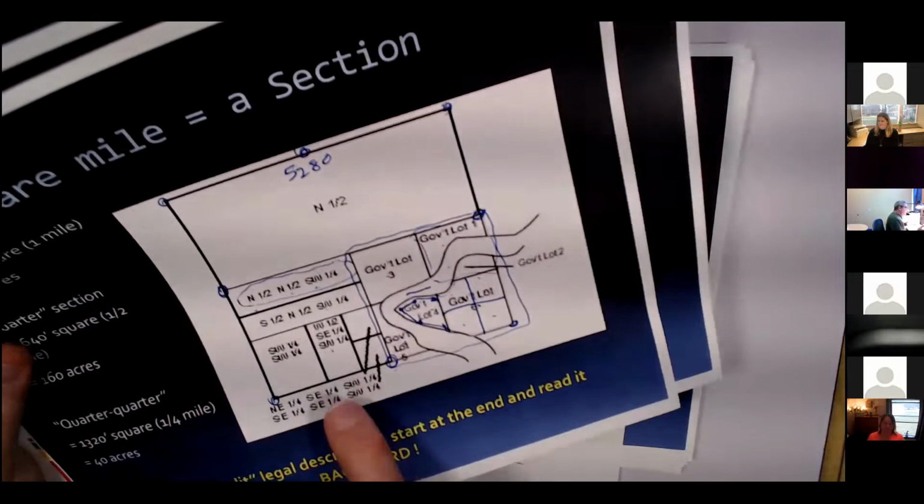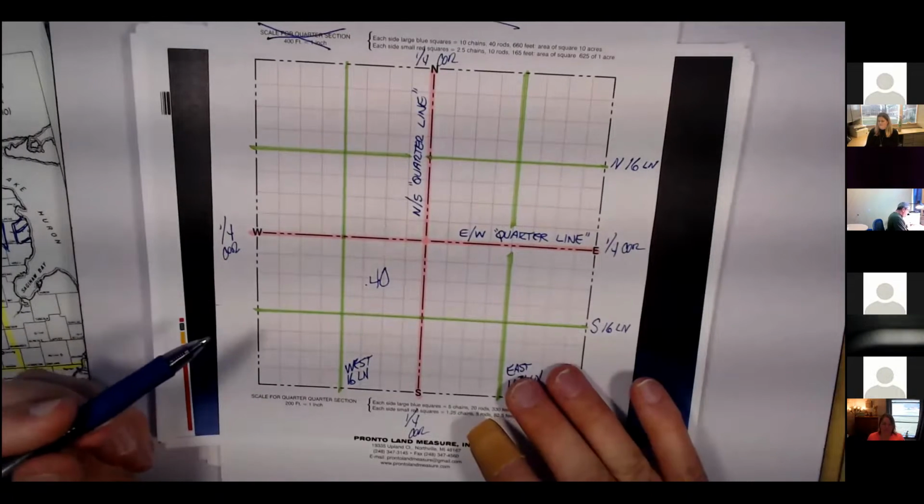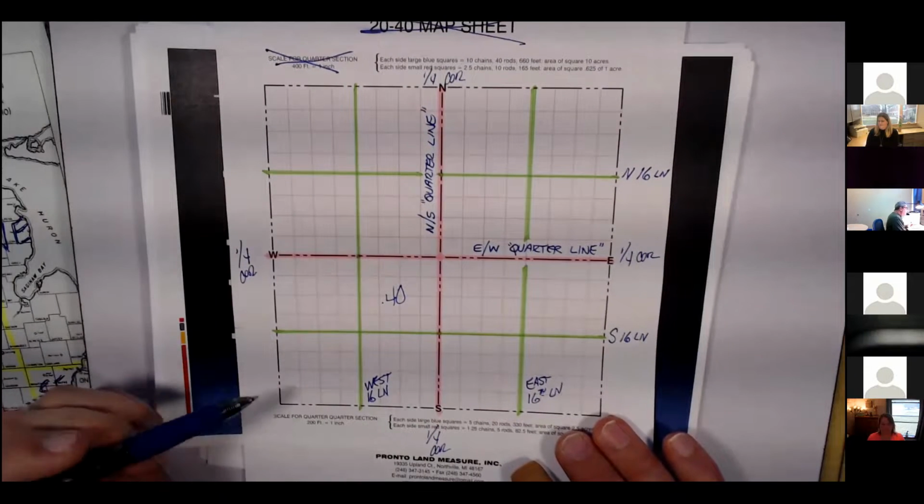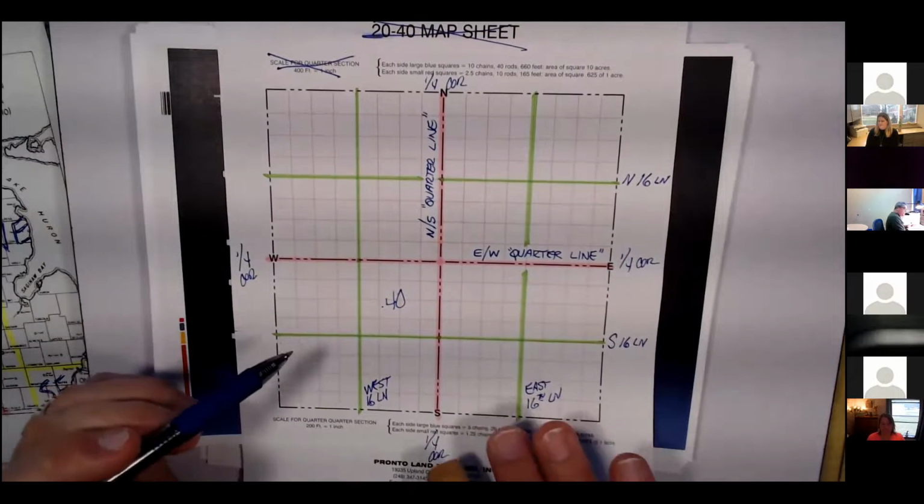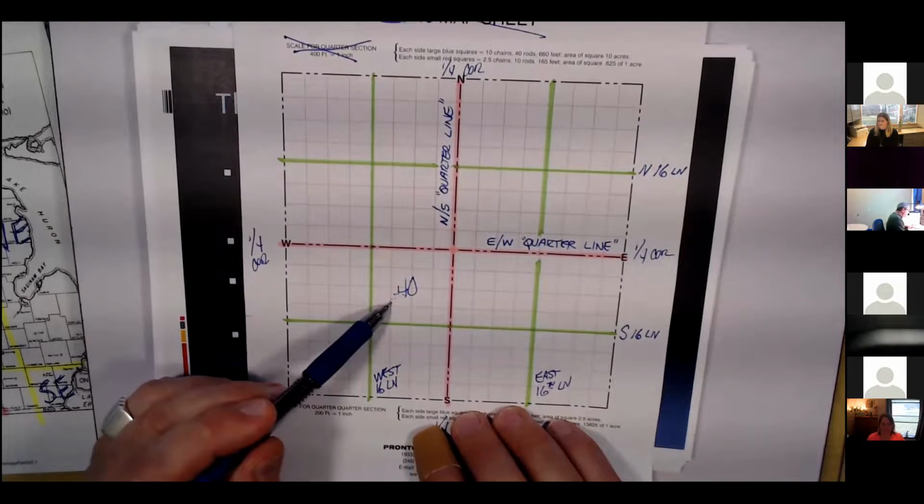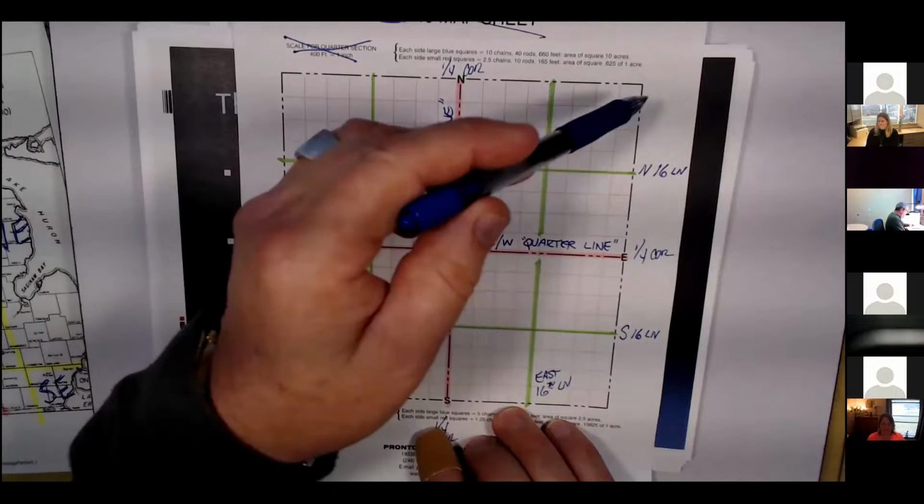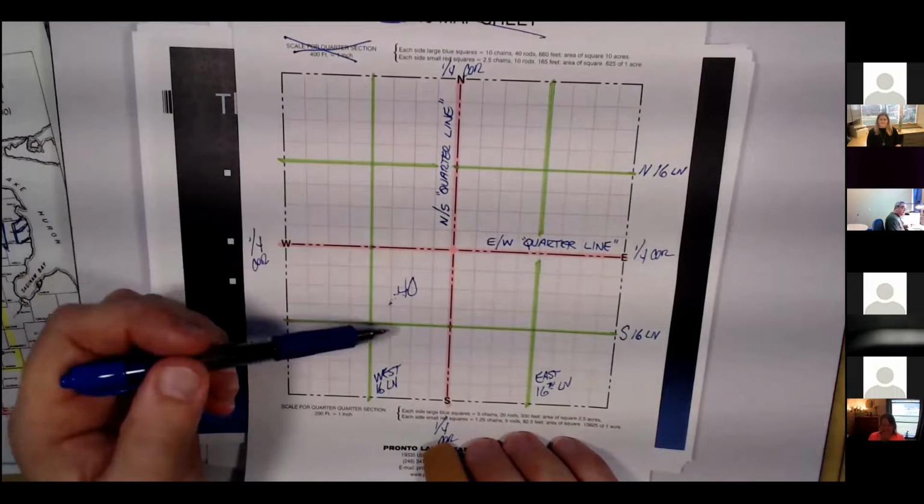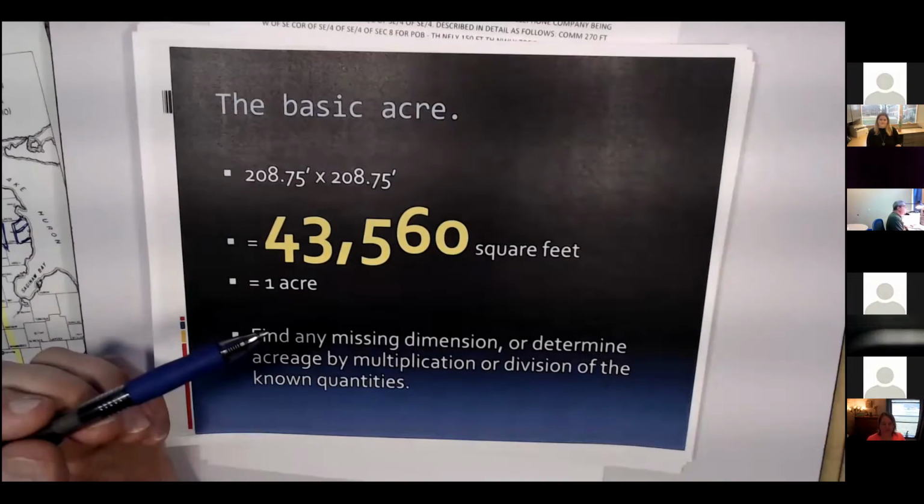When you see a long description, the metes and bounds kind of descriptions that we're here to show you how to map today, those are generally going to be parcels less than 40 acres in size, which is why they've created this kind of a sheet to help you map these things out.